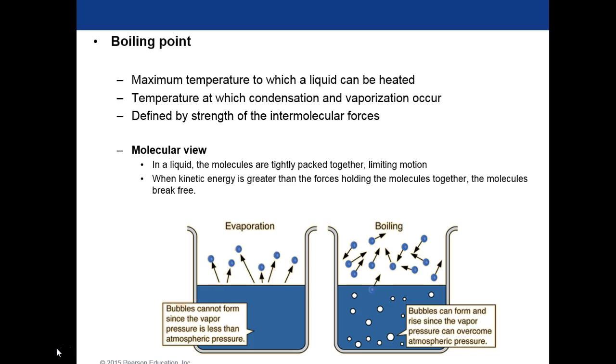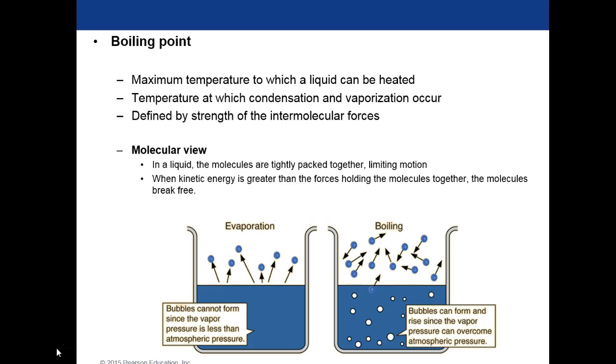So this brings us to boiling point. This is the maximum temperature to which a liquid can be heated. It's the temperature at which condensation and vaporization occur. This is defined by the strength of those intermolecular forces. If we look at the molecular view of a liquid, the molecules are tightly packed together and don't move much. But when the kinetic energy is greater than the forces holding those molecules together, by adding the heat, turning on the stove, those molecules begin to break free.